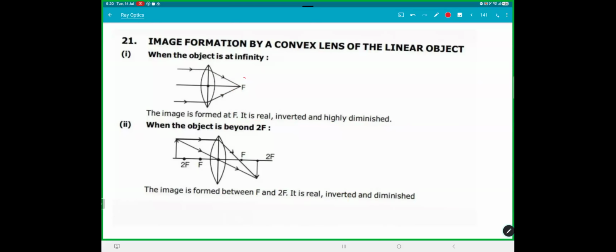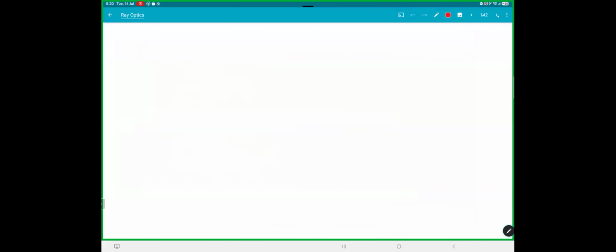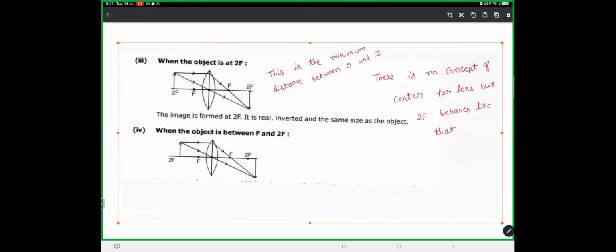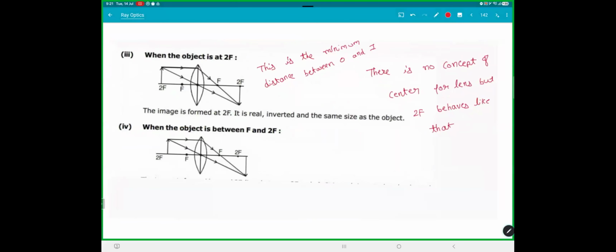Have a look at this page. If the object is at 2F, we get the image at 2F, real, inverted, and same size. There's no concept of center here. If the object is between 2F and F, the image will be beyond 2F, inverted, and real. Image forms after 2F, real, inverted, and magnified.